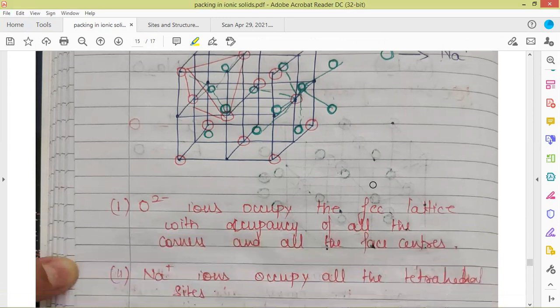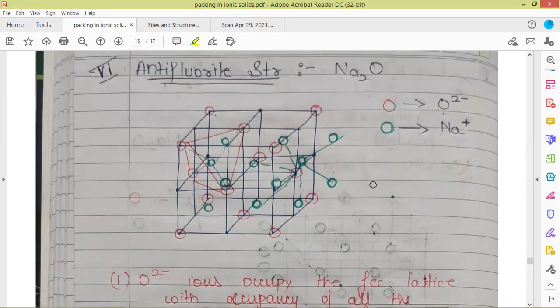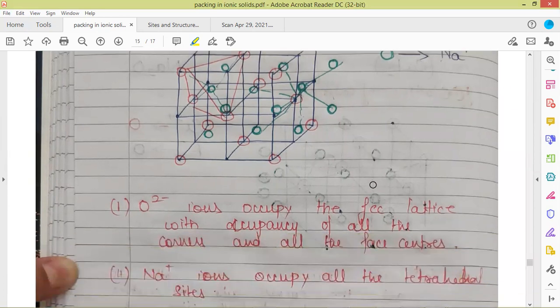Just the number of tetrahedral sites: in case of zinc sulfide it was 4 which were occupied, alternate tetrahedral sites were occupied. But in case of anti-fluoride structure, that is sodium oxide, where number of sodium for each oxygen is 2, all of the tetrahedral sites will be occupied by sodium.